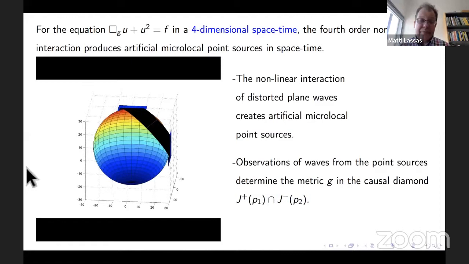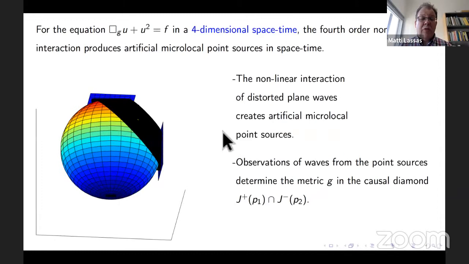So why is this useful? This is useful because for an arbitrary point of space-time, we can create an artificial point source. And we can fill the unknown space-time with interior sources. So we have an unknown vacuum, for instance, but we send waves, and we can fill it with point sources. We move the sources from a very limited area to everywhere in the unknown medium. And then we use these observations to do imaging.